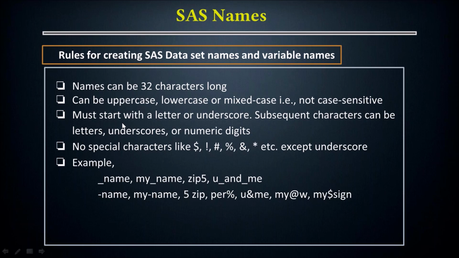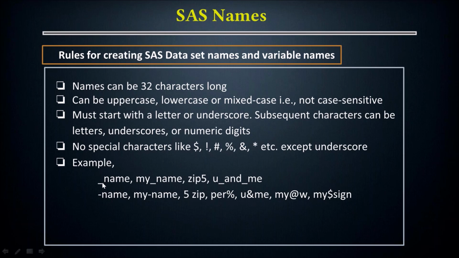Also, they should start with either a letter or an underscore. The first position should be either an alphabet or an underscore, and we should not give a number in the first position. Subsequent characters can be letters, underscores or numbers. It doesn't matter. But the first position should be either an underscore or a letter. And no special characters are used except underscore. Special characters are all these symbols and signs. Even a blank space is a special character. Remember, except underscore, we should not use any other special characters.